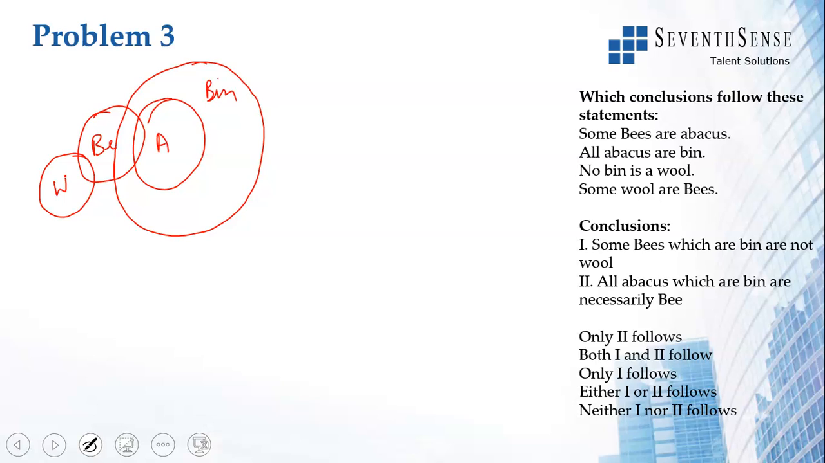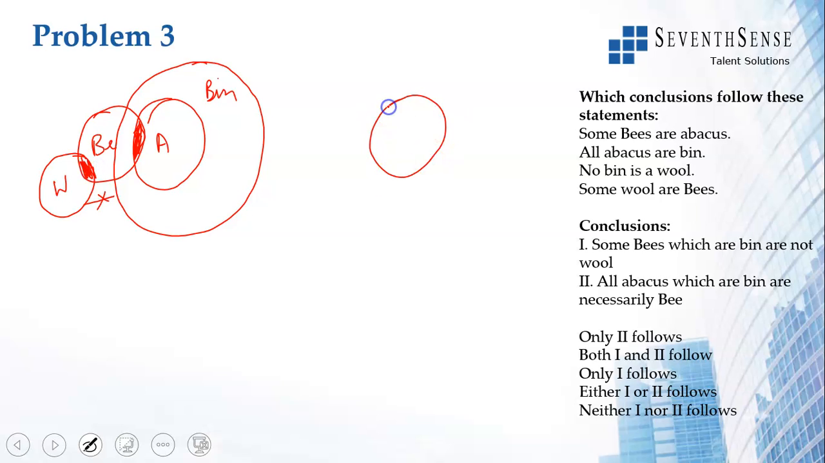So some bees are abacus is this area. All abacus are bins, so it will come within that other circle. No bin is a wool, so there is no overlap here. And then some wool are bees, which is this area. Can I draw it in any other way?